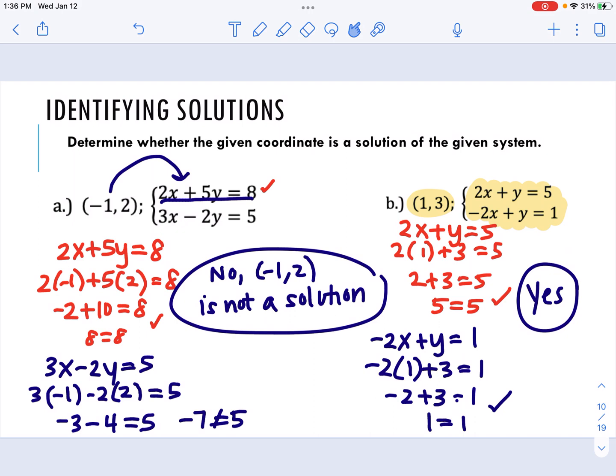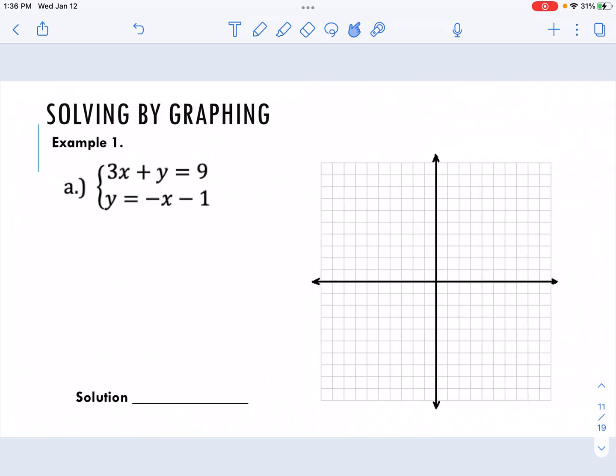Now that we know how to determine if an ordered pair is a solution to a system of equations, let's start talking about how to actually solve it. So we did talk about 3 different methods. The first method is graphing. This one is the most time-consuming, but the benefit of graphing is it gives us a nice visual.